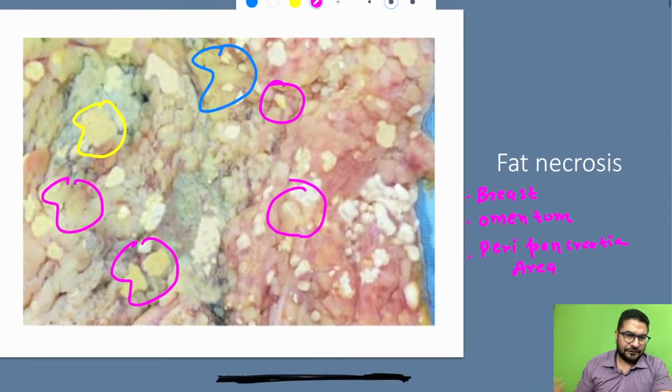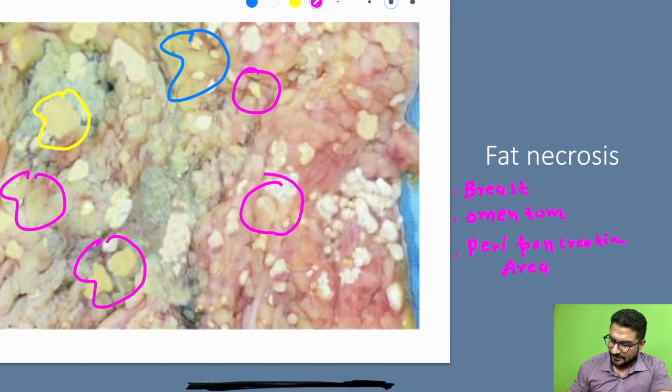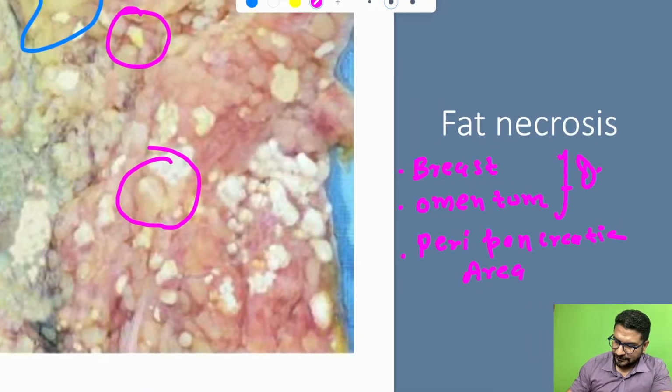Wherever we have a lot of fat, you will see fat necrosis. So what you have to remember, just remember this breast and omentum, because these are the questions that they ask in exam.